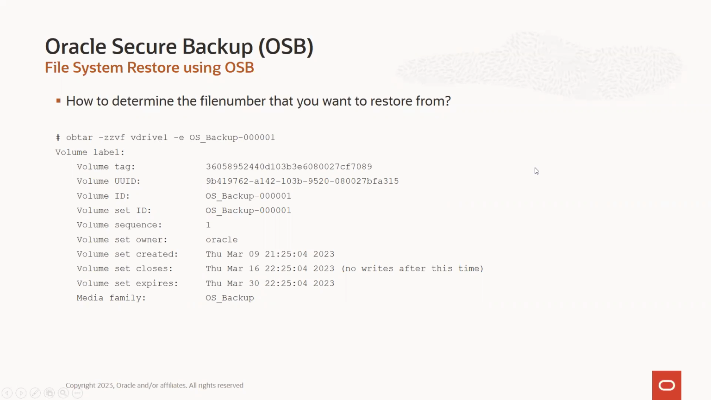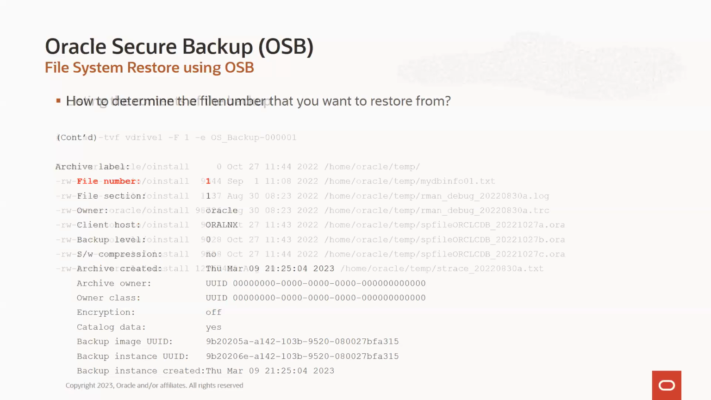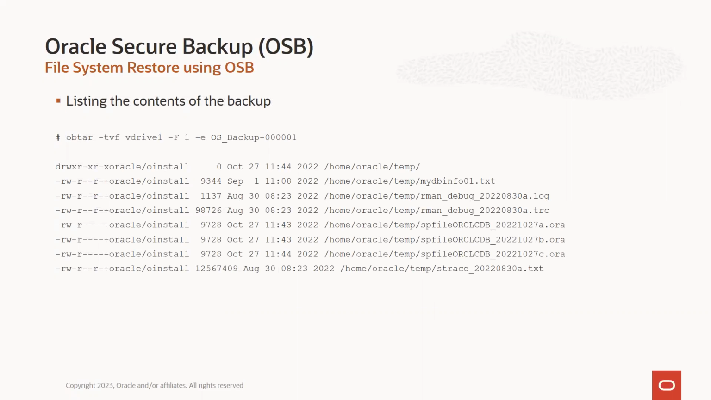In the next slide, you can see the file number of that backup image that you wanted to restore, so you can validate as well the date and time of that backup when it was created. Once you know the corresponding file number, you run the obiter -tbf, to display the contents of the backup image, which shows the files included in that file system backup.